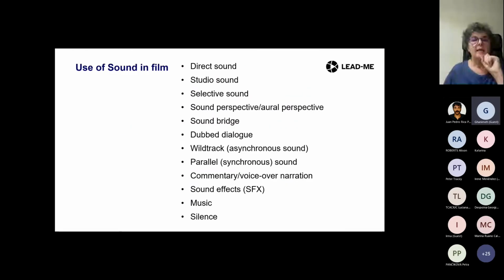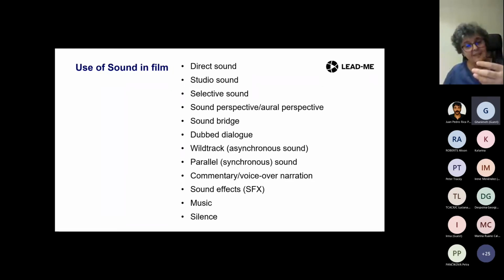Okay, so in technical terms, we should start off by thinking that sound in film, as happens with image, is very complex. We will have direct sound, studio sound, selective sound. We will have perspective, sound will be used as a bridge. We will have dialogue, which can be dubbed. We could have asynchronous sound or synchronous sound effects that are parallel or just a wild track. We could have the commentary, the voiceover narration, sound effects, music, and even silence. In film, silence can be even more, it can be noisier than sound itself.